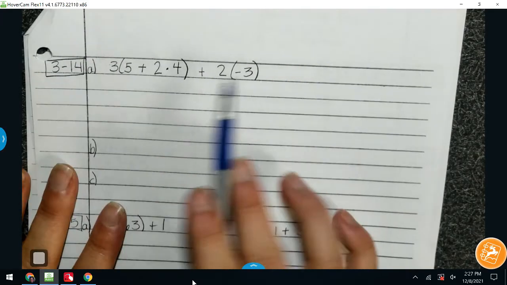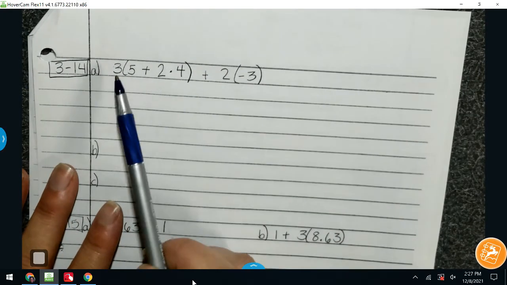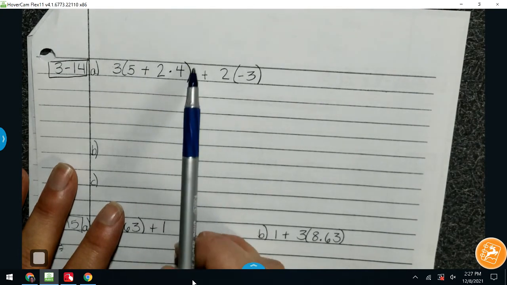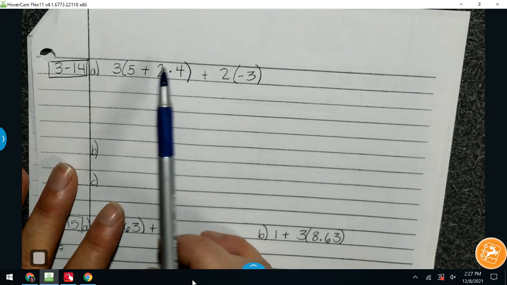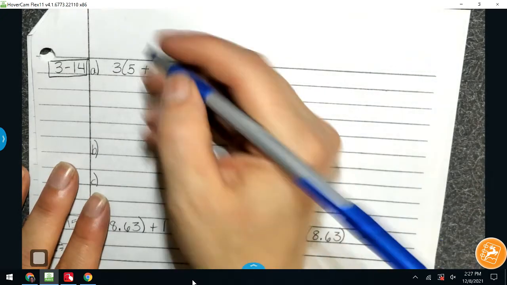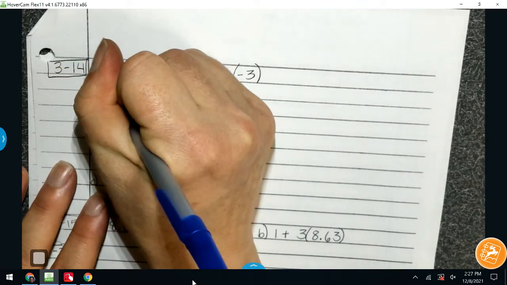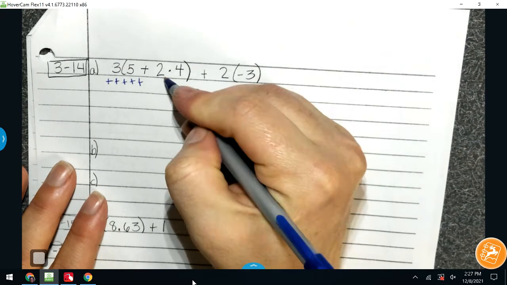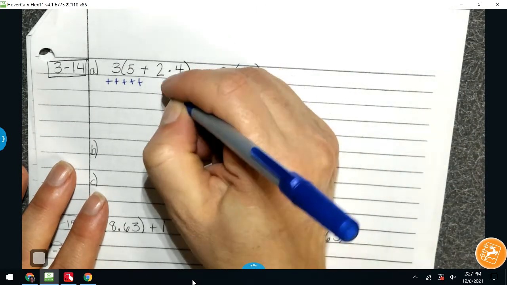So as I'm looking at this, I can't do 3 groups yet. I need to make 1 group. And again, my grouping symbols show me what 1 group is. So in my 1 group, I have 5, and then I have 2 groups of 4.